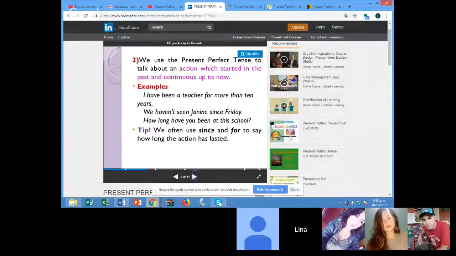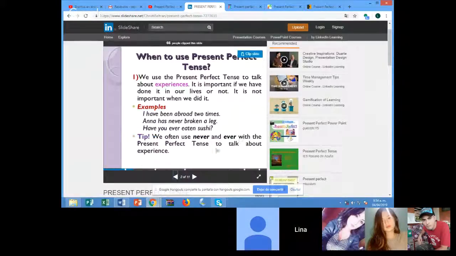How long have you been at this school? Okay. We often use since and for to say how long the action has lasted. So we use since and for. And here we use never and ever, okay? These are words that are important in the present perfect tense.